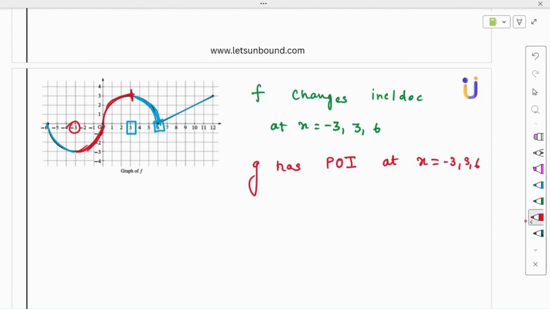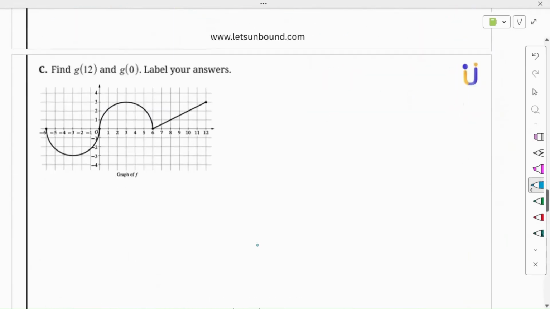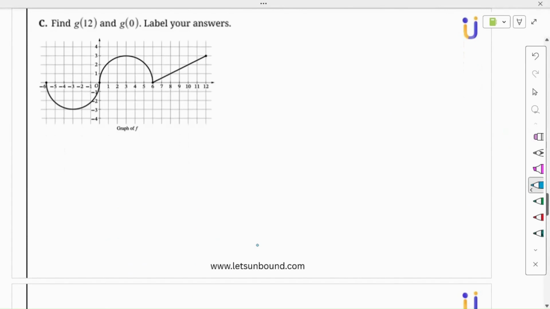This is a very important strategy and technique that you should know: how we relate G and F. All you have is the F graph, so we completely depend on this. I hope this is clear to you. Now we are moving to part C. Find G of 12 and G of 0. Label your answer.